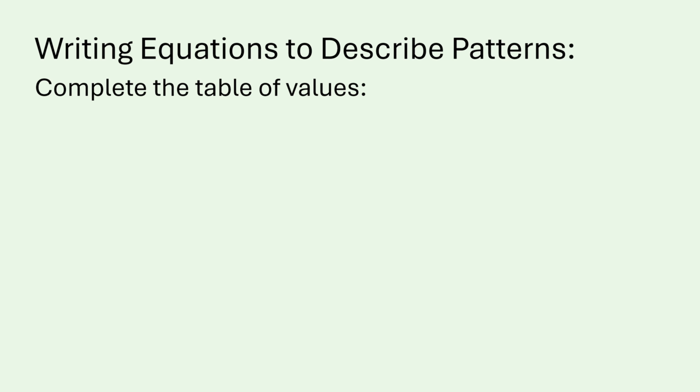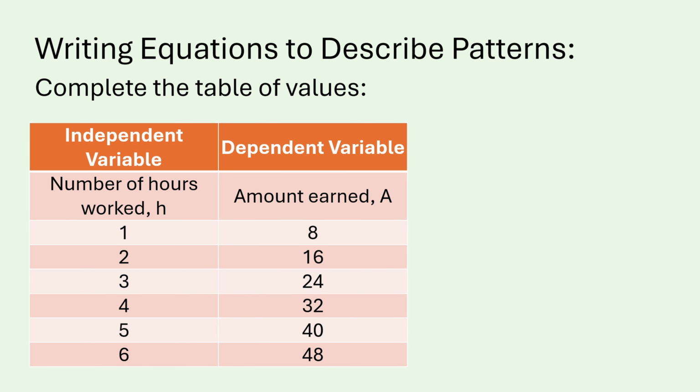Complete the table of values. In this table, the first column shows the number of hours worked H and the second column shows the amount earned A. If John works for 1 hour, he earns $8. If he works for 2 hours, he earns $16. We can follow this same pattern to find the amounts for the other hours.